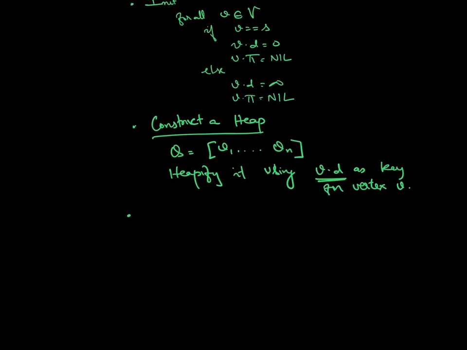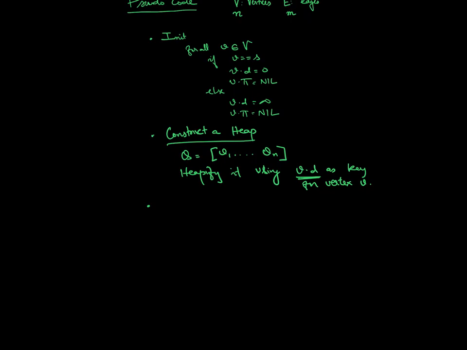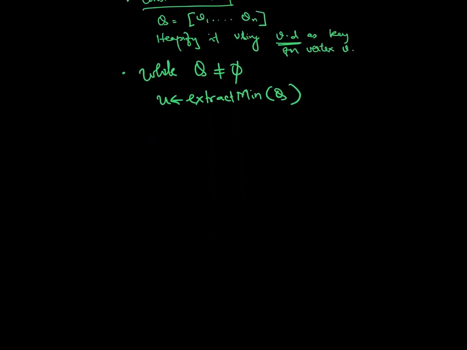Okay, next step. All right, now comes the main loop. While Q is not empty, what do we do? Let me take a vertex u, which is going to be the minimum vertex in the queue. Let me extract the minimum vertex. Once I extract the minimum vertex in the queue, let me iterate through all its outgoing edges. How do I do that? I have an adjacency list, so I can take all the outgoing edges, v1 through vk.